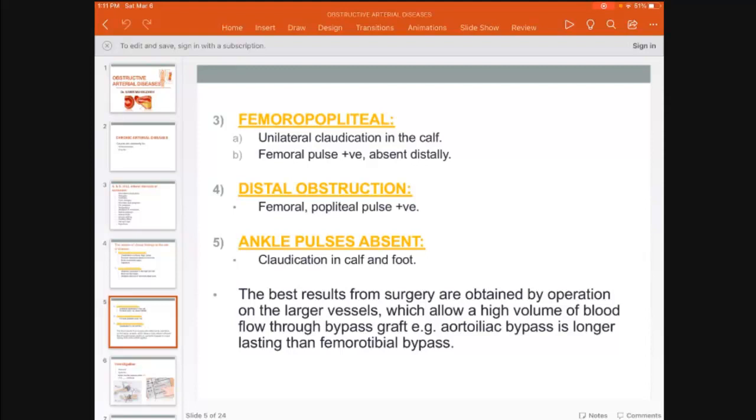The best results from surgery are obtained by operating on the large vessels, not on the small vessels. This is because the diameter of the artery is so large, the patency will be prolonged, which allows a high volume of blood flow to the bypass graft. Like the aortoiliac bypass, it is longer standing than a femoral bypass. The graft occlusion will be later when the bypass is more proximal than distal.